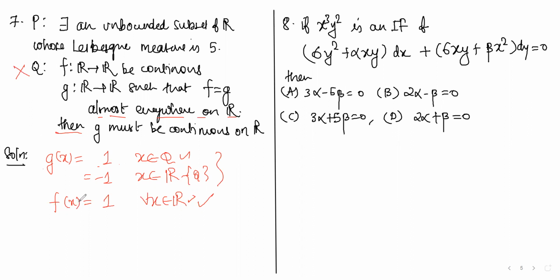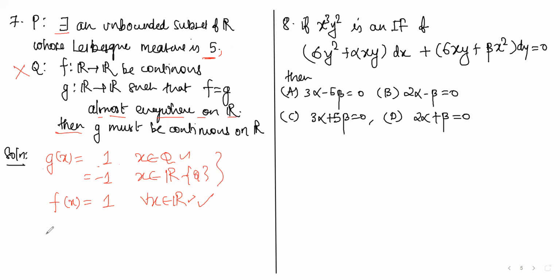Q statement is false. And now for the P statement, it says there exists. That means it is not for every case. So there exists an unbounded subset of R whose Lebesgue measure is 5. Well, we can construct an unbounded subset of R whose Lebesgue measure is 5. Instead of 5, they could have given 6, 7, 8, 1.5, 3 by 2, anything. We can construct an unbounded set.